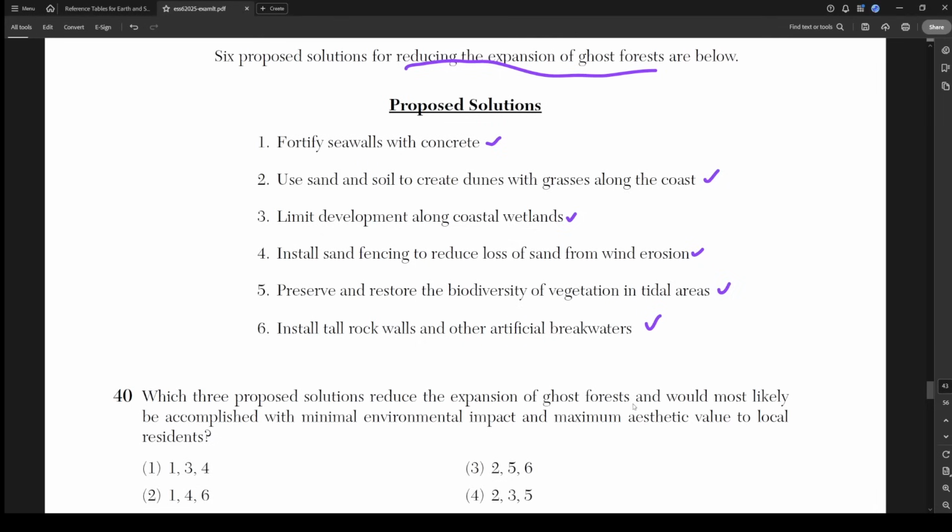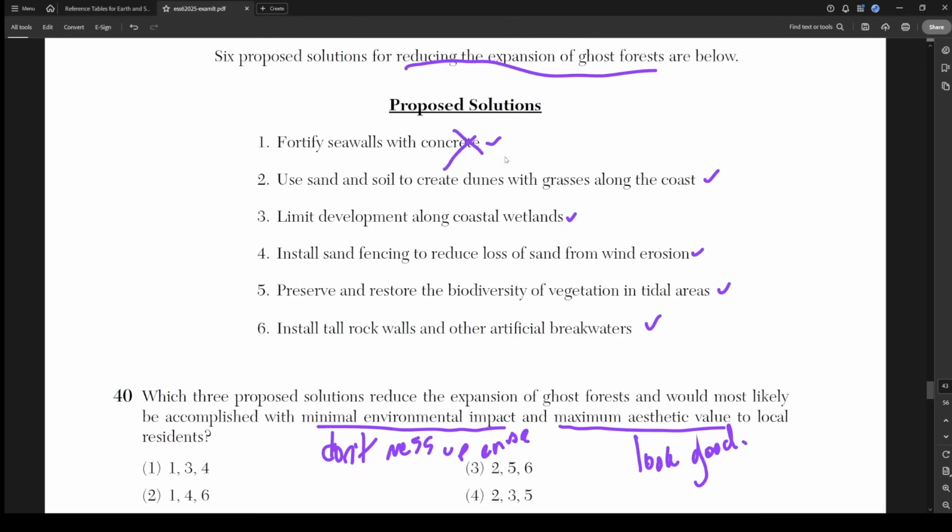Okay, so which three solutions reduce the expansion of ghost forests and would most likely be accomplished with minimal environmental impact and maximum aesthetic value. So we don't want it to destroy the environment, and we don't want it to look bad. We want it to look good, and we don't want to mess up the environment. So concrete, that looks bad. Use sand and soil to create dunes with grasses. That sounds like it'd be pretty and good for the environment. Limit development along coastal wetlands.